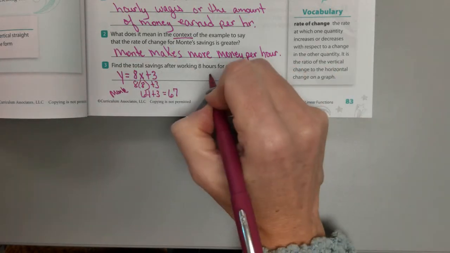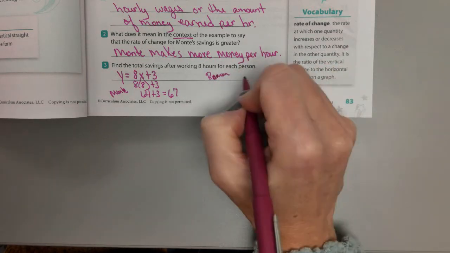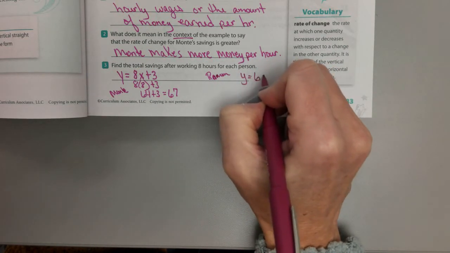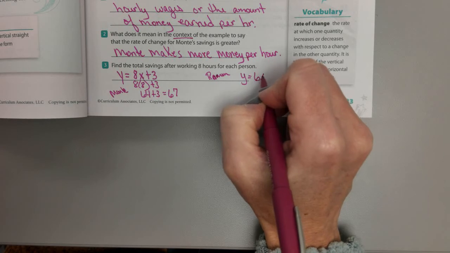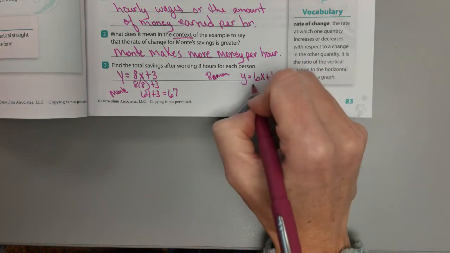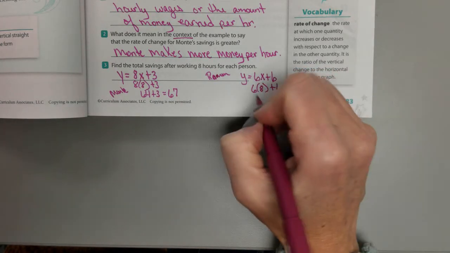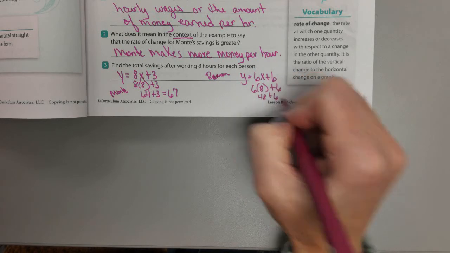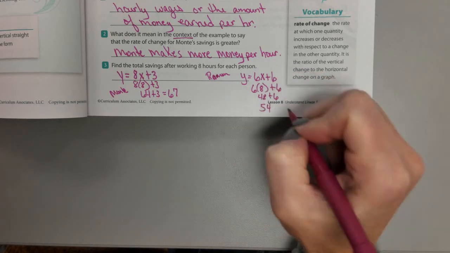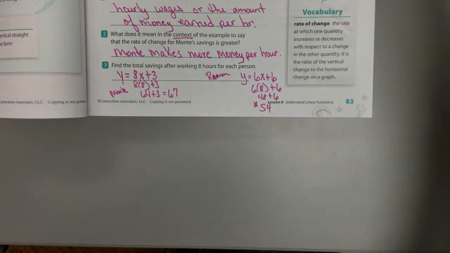And then we had Ramon. He was making $6 an hour, and he had $6 in his account already. So if he's working 8 hours, plug in that 8. So 48 plus 6, so 54 would be his total amount. Okay? So Monty's going to have more money. All right, let's look on to the next page.